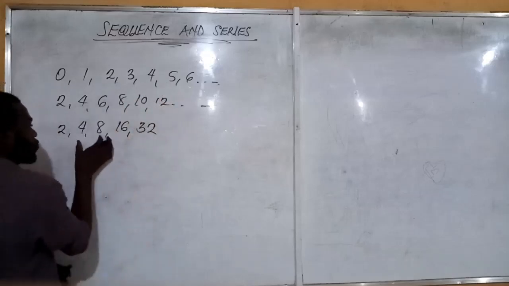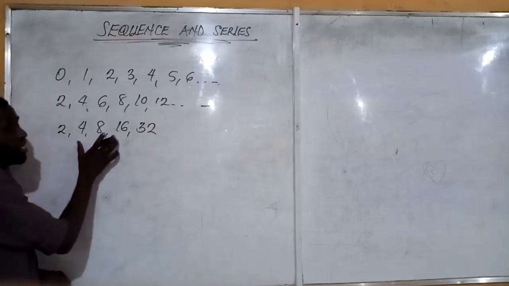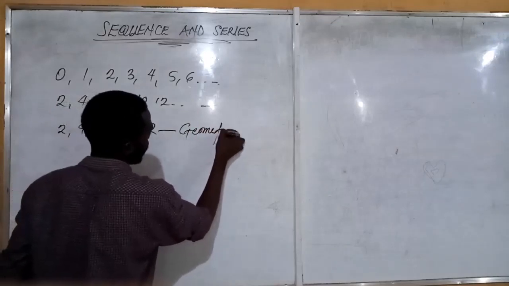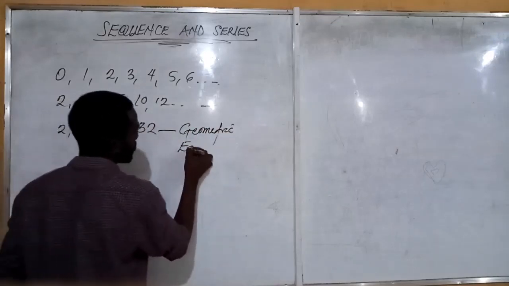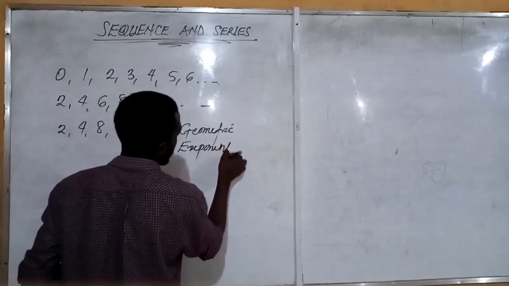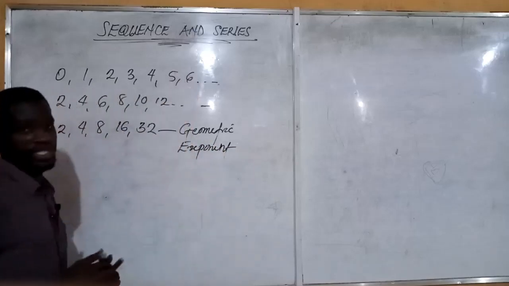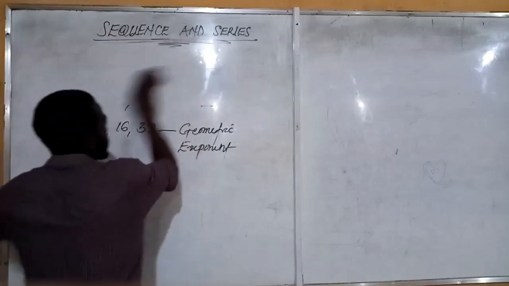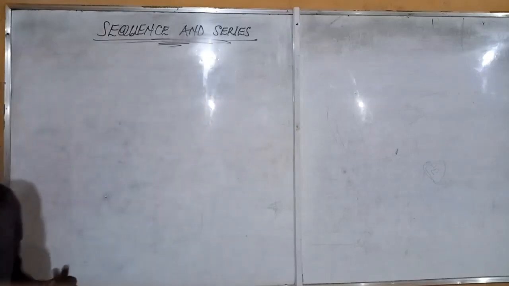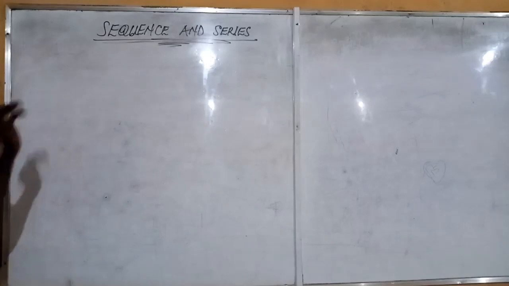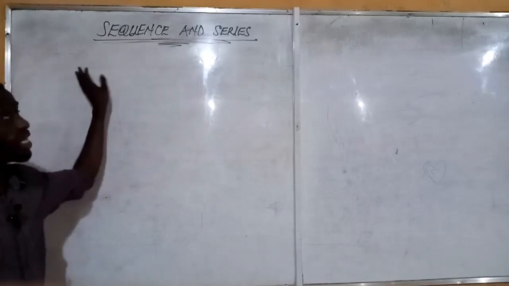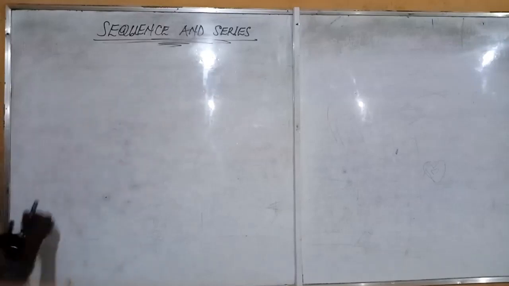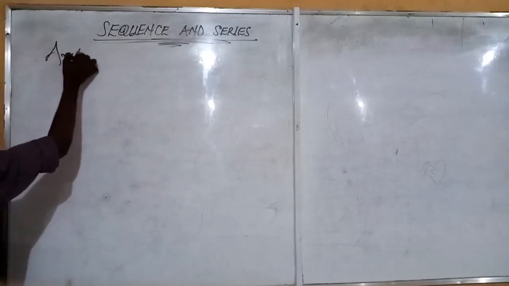So you can call this geometric or exponential, while this is arithmetic or linear. All right, let's go on to those two aspects of sequence and series. I said series simply means the addition of all of those items. So, for example, if I add all the items of that sequence that I just put together, that will be called a series. All right, now let's start with the arithmetic progression.